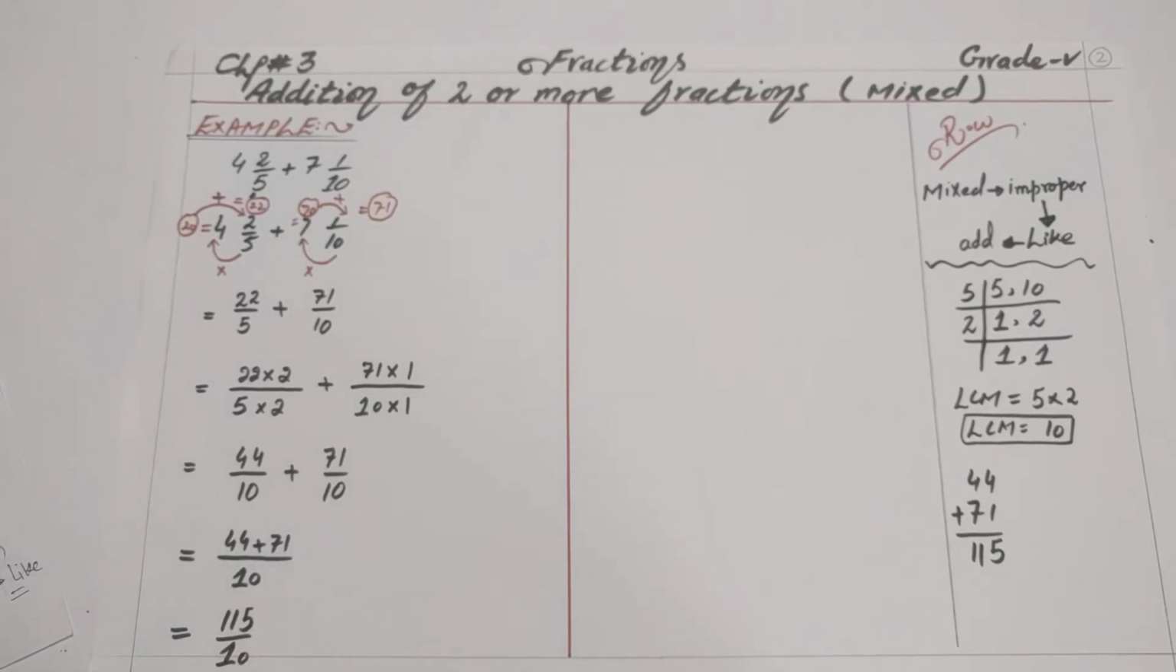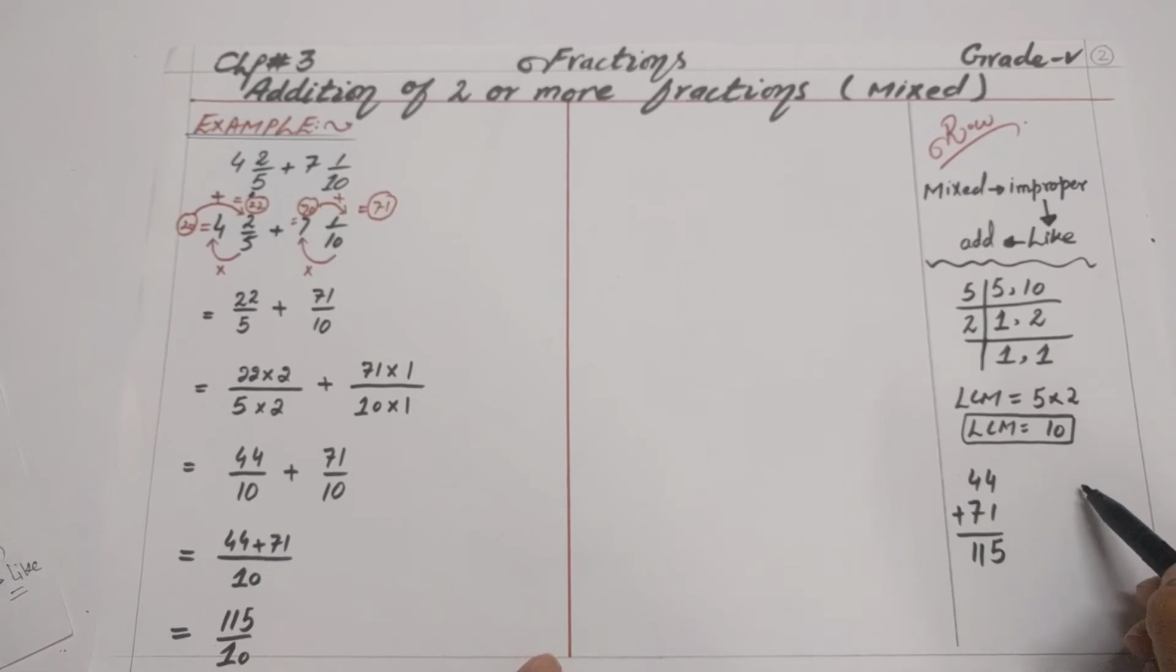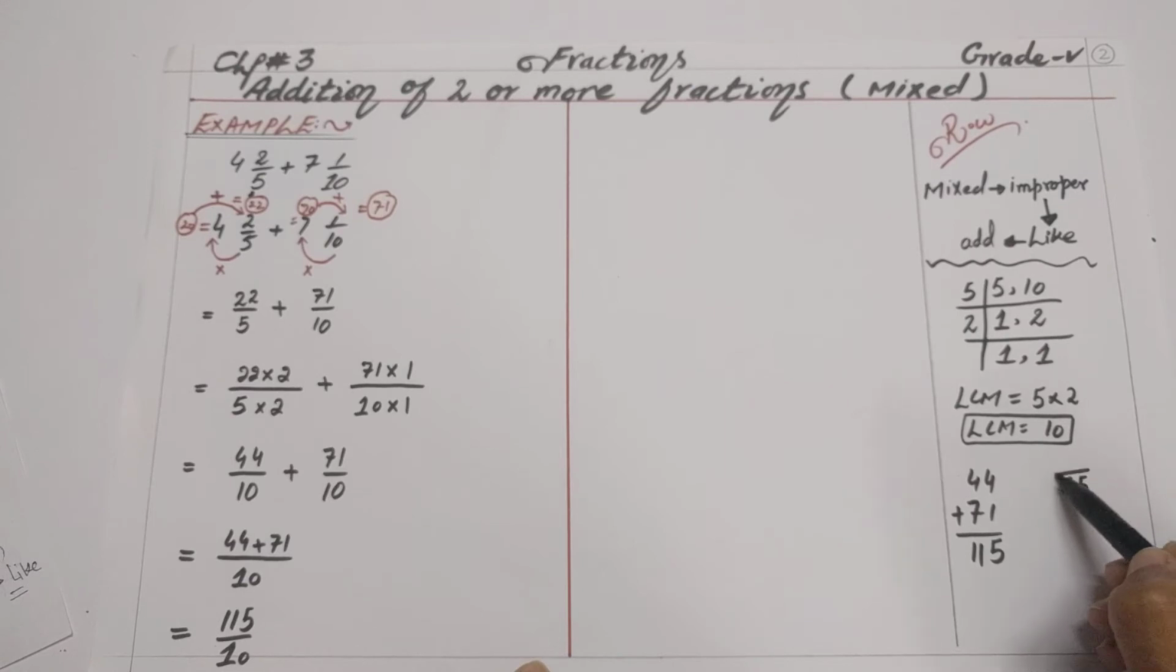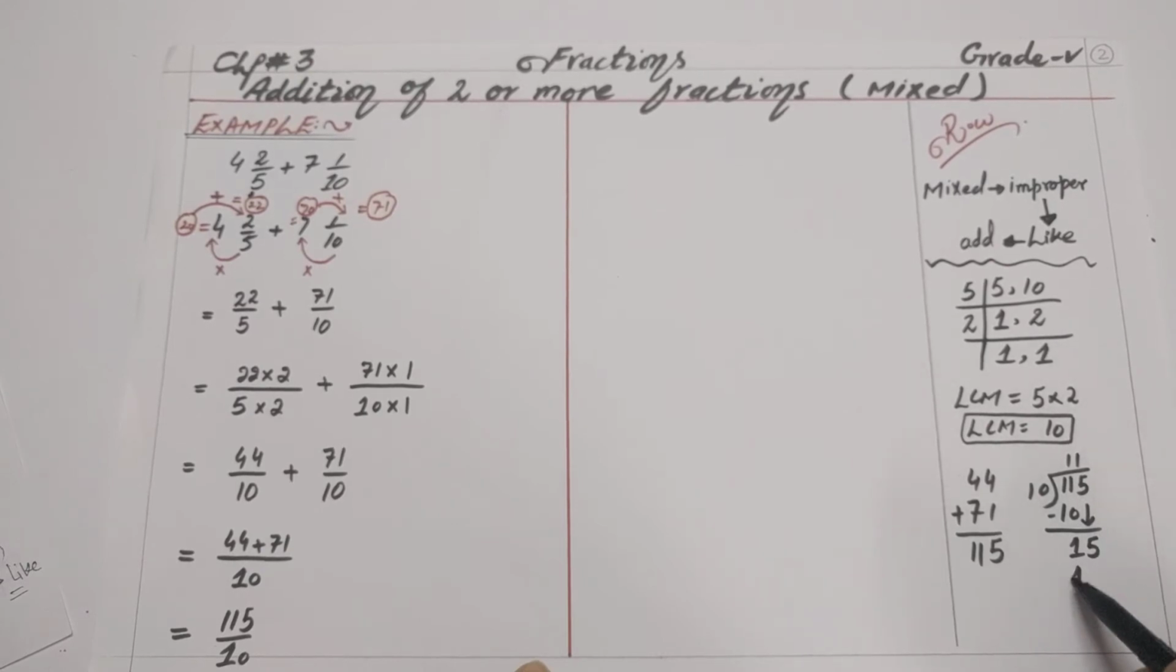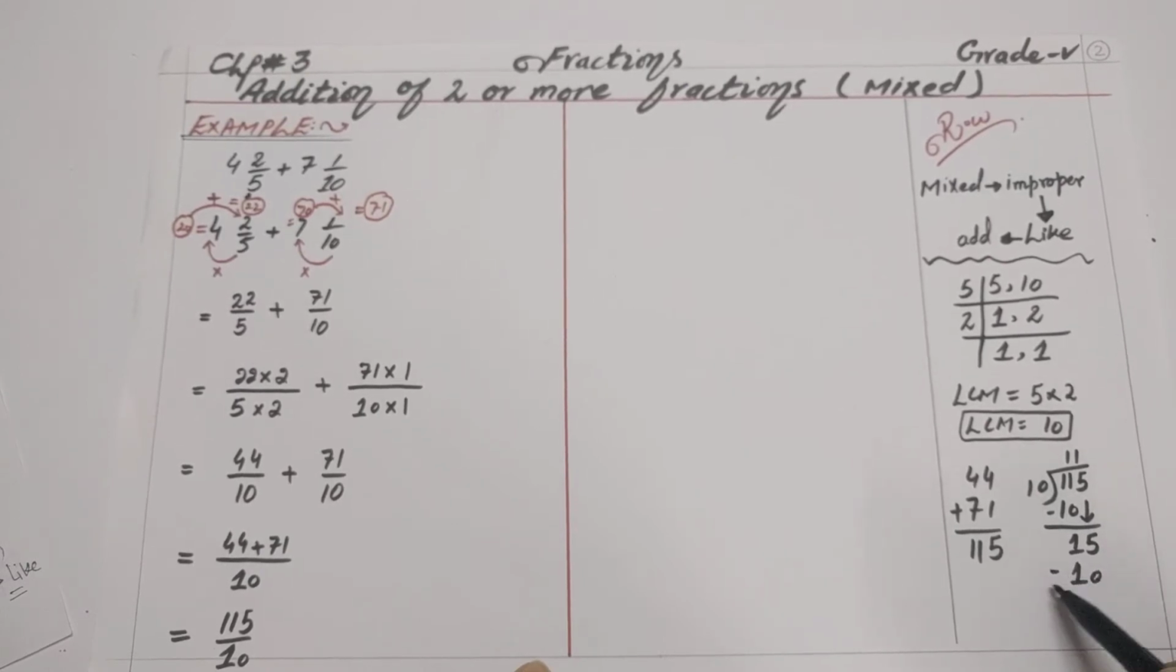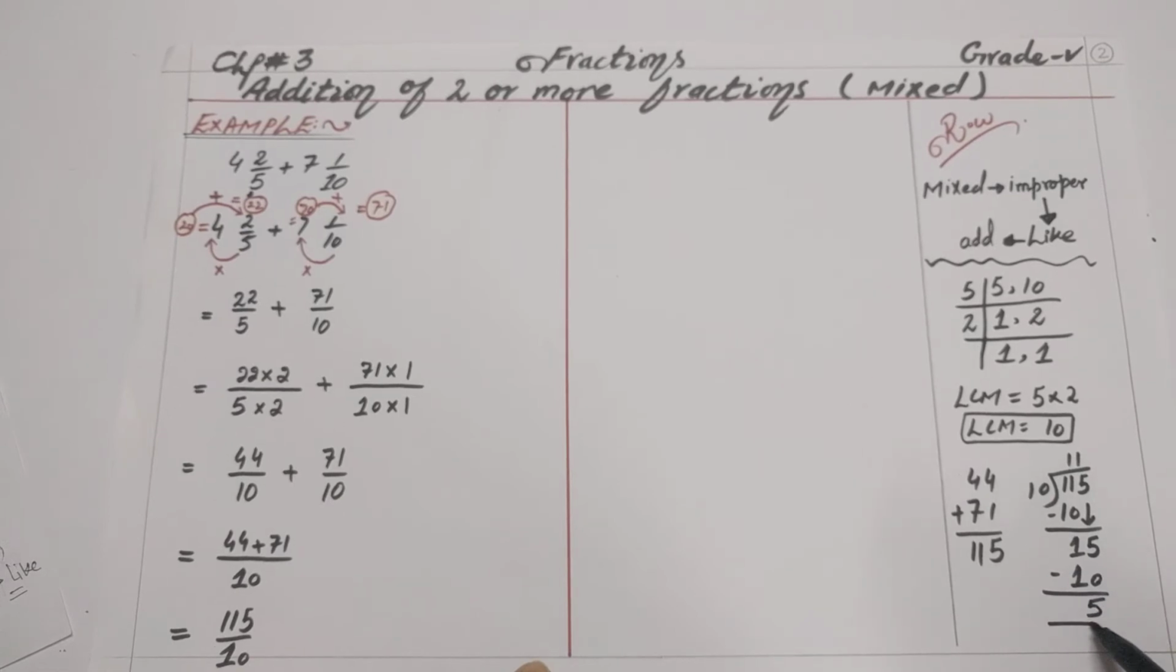As I told you, if after addition we get an improper fraction, we convert this improper fraction into a mixed fraction. To convert it into a mixed fraction, as I told you in the previous video, we have to divide the numerator by the denominator. So 10 ones are 10. 1 minus 0 is 1. Bring down the second digit, 15. Again 10 ones are 10. So 5 minus 0 is 5.